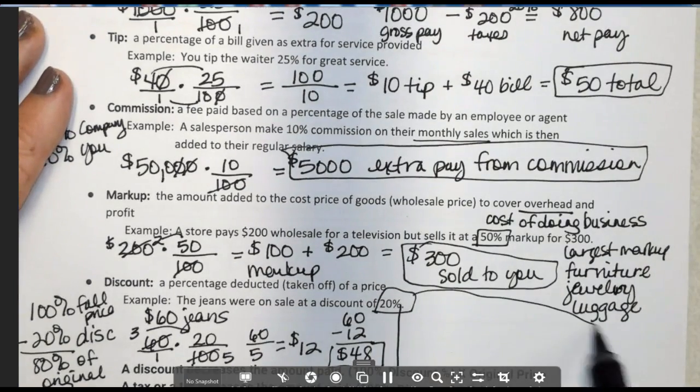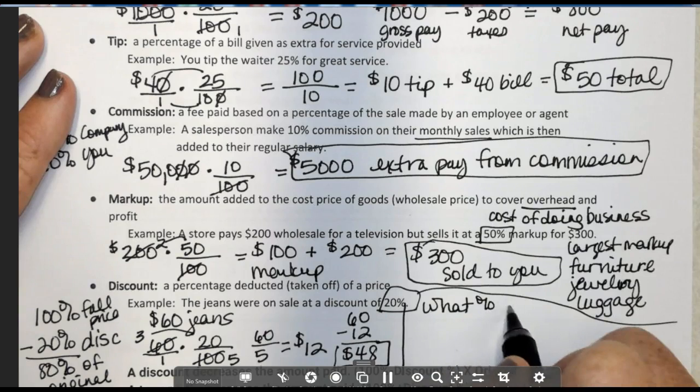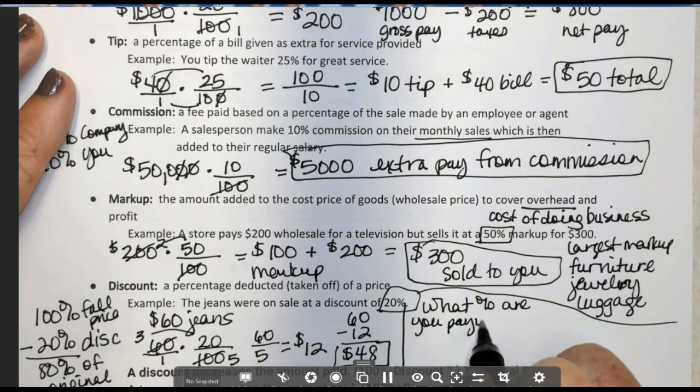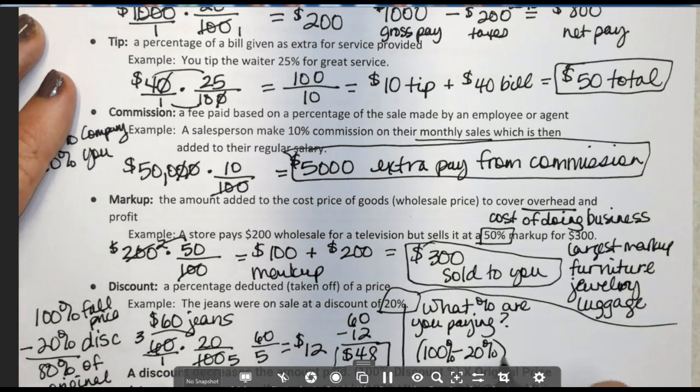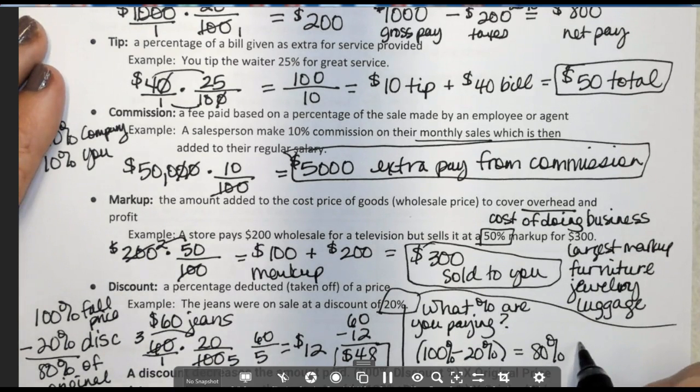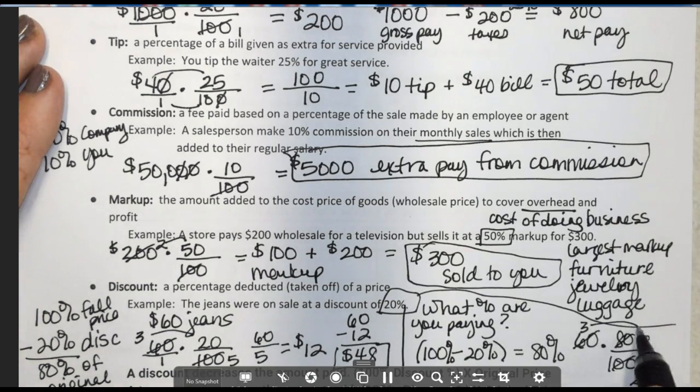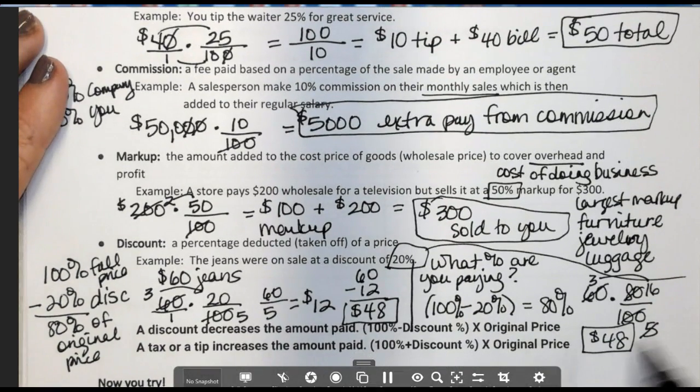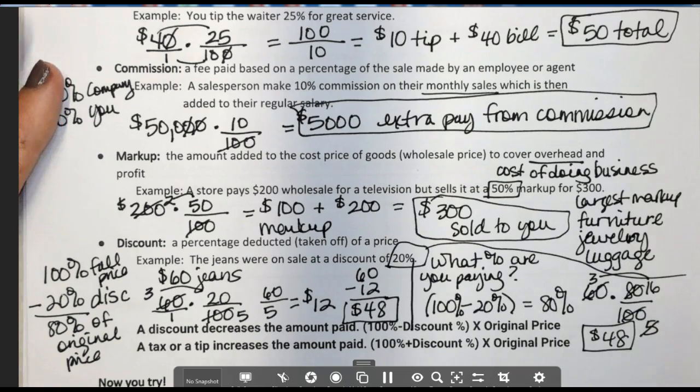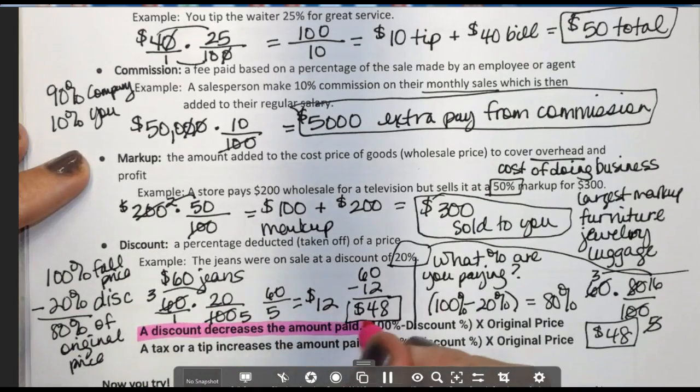Now, the other way to think about that is, what percent are you paying? And this is how I think of it, actually. So I know it's 100% minus the 20% that I don't have to pay, which gives me 80% that I'm paying. Okay? So when I figure that out, I say, okay, the original price is $60. I'm only going to pay 80% of that. And again, you can cancel this out, and that's a 3. So 5 goes into 80 16 times. So 3 times 16 is still $48. I always think of what percent am I paying, because really when it gets down to it, that's what I worry about. It's nice to see how much I save, but I want to know how much I'm paying. So the key thing I want you to remember is that a discount decreases the amount that you're paying.